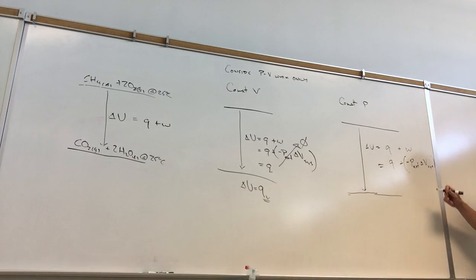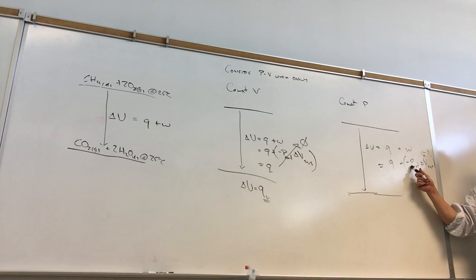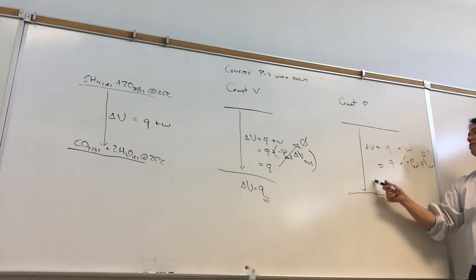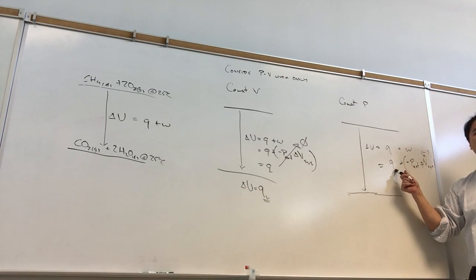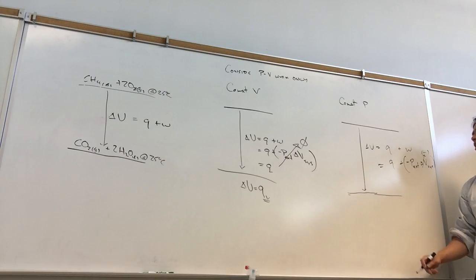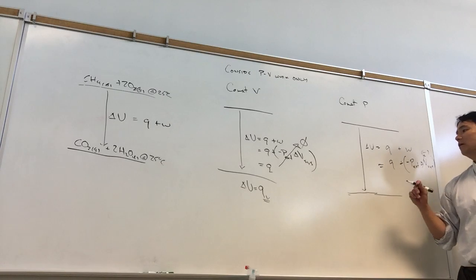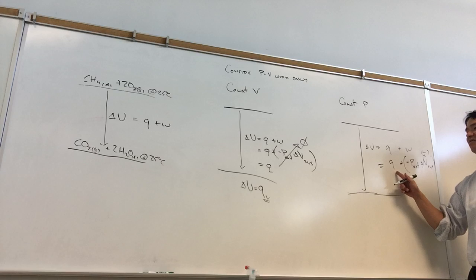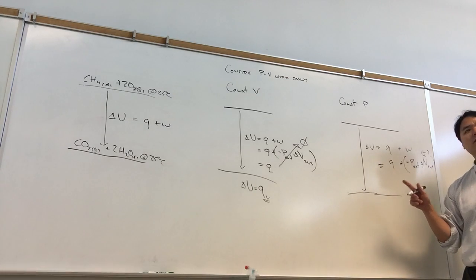Well, delta V of the system is going to be negative. So negative times a negative gives us a positive. And now, is heat being released or is heat being consumed? Well, heat's being released, so this is negative. And so the end result here is this: the heat at constant pressure and the heat at constant volume are not the same.